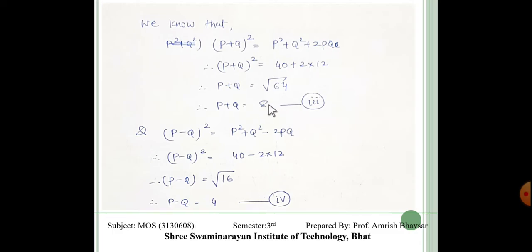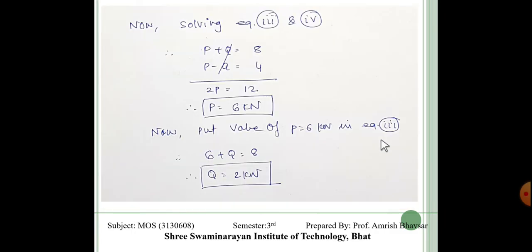Now we have equation number 3 and equation number 4. From these two equations, we will get our unknowns P and Q. So P plus Q is equal to 8 and P minus Q is equal to 4. So we will get 2P is equal to 12 and P is equal to 6. Now put the value of this P in either equation number 3 or equation number 4. So we will get Q is equal to 2 kilonewton.